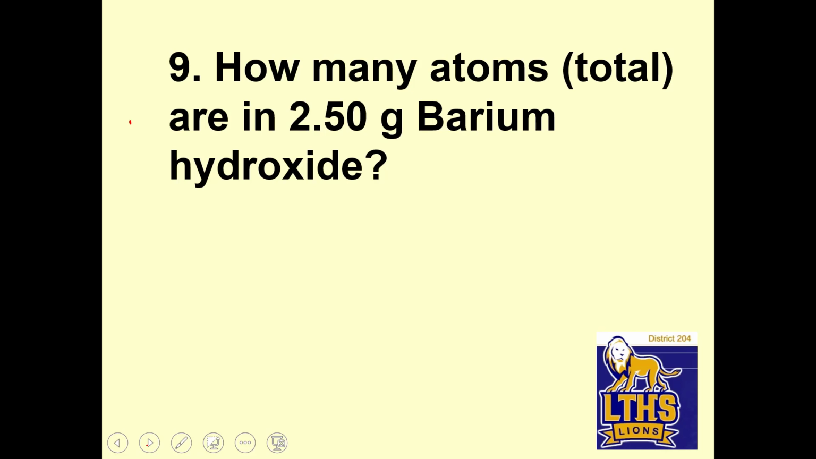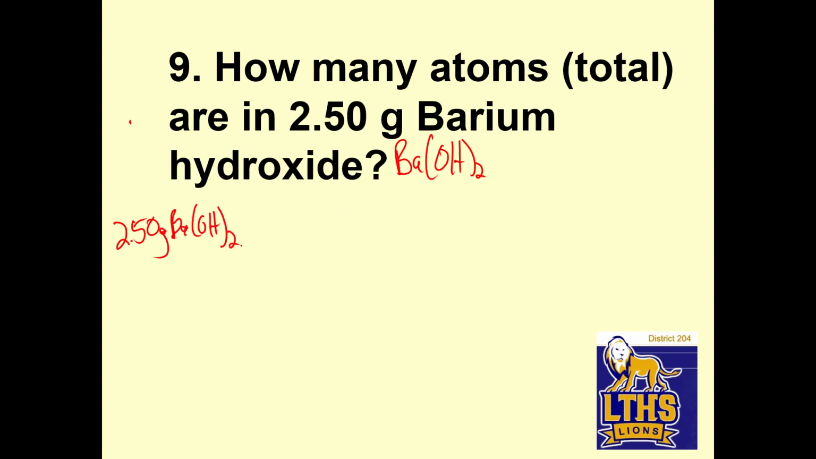How many atoms total are in 2.50 grams of barium hydroxide? The formula for barium hydroxide is Ba(OH) taken twice. So if I have 2.50 grams of barium hydroxide and I want to go into atoms, atoms I know are a little bitty thing, so I'm going to have to use 6.02 times 10 to the 23rd. But I don't know the conversion from grams to atoms, so first I'm going to go through moles. So as I write this, you get to hear me say, always go through moles, always go through moles.